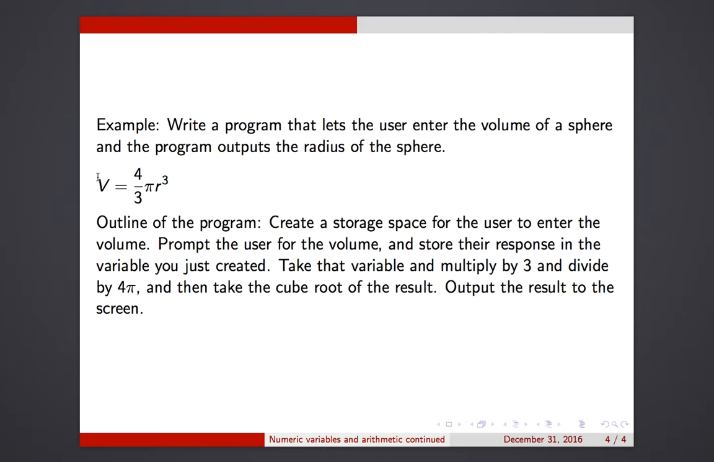So, you multiply by 3, you divide by 4 pi, you take a cube root. That's how you isolate that r. So multiply by 3, divide by 4 pi, take the cube root, is what it says here, right? And then we know what r is, and we can print that to the screen.